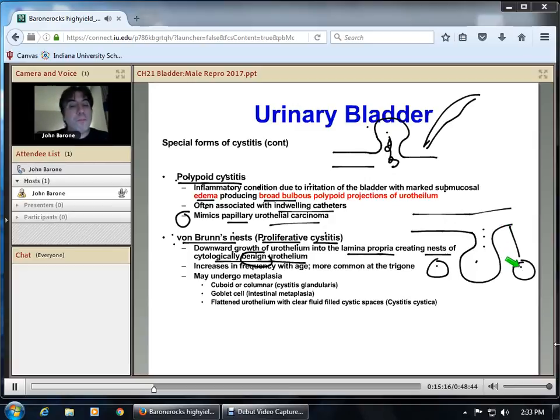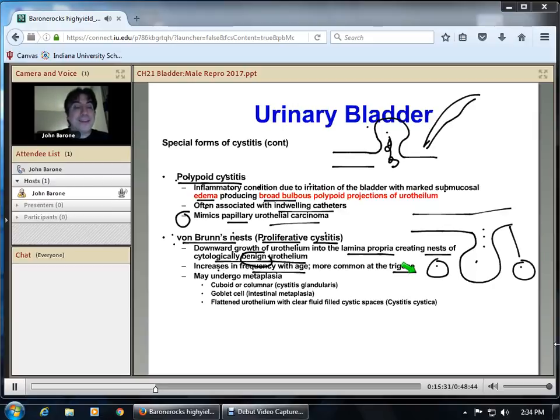These are called von Brunn's nests. That's inflammation leads to proliferation. Now, it usually increases in frequency with age. So I see this in older people a lot more than younger people. And we see it very commonly in the trigone area. That's usually where we see it.